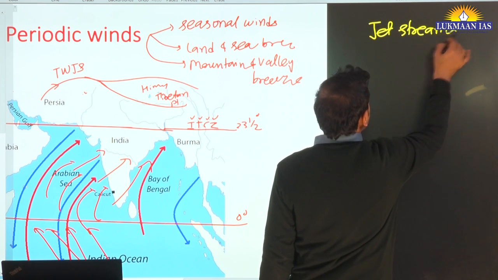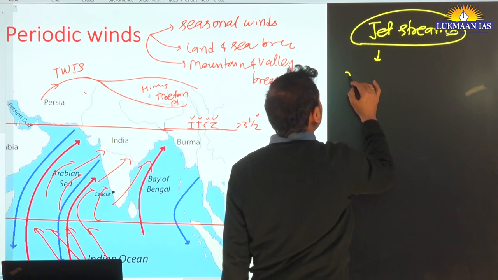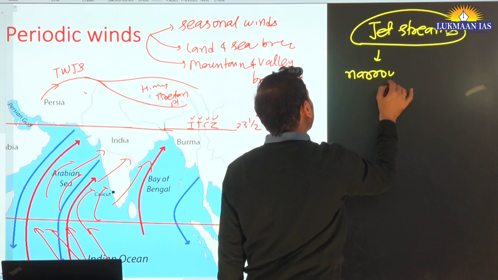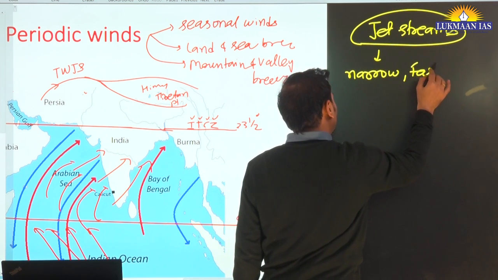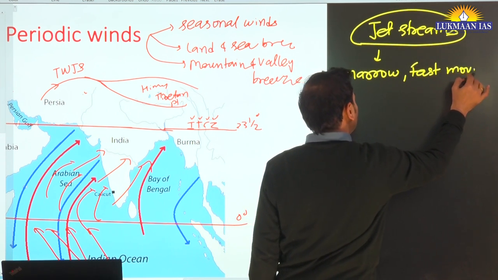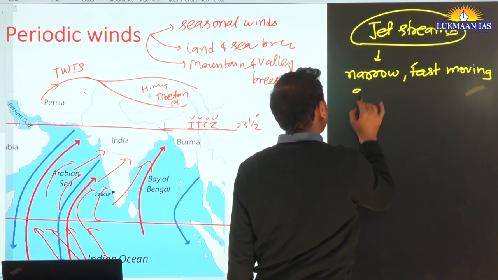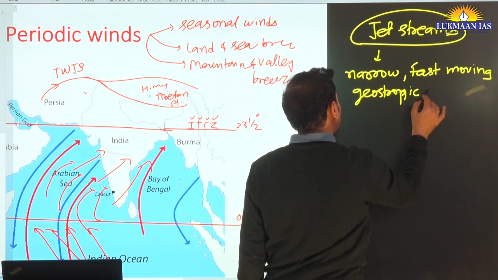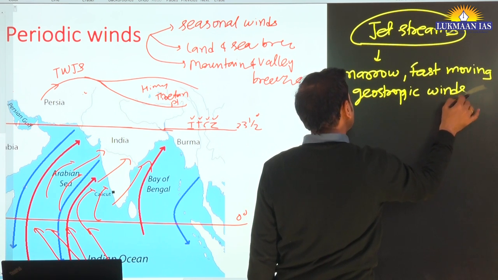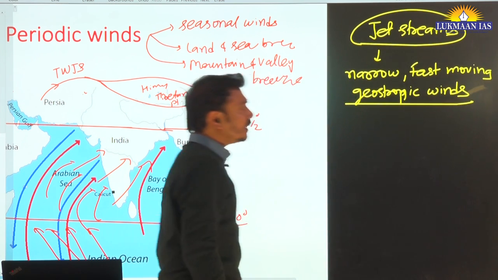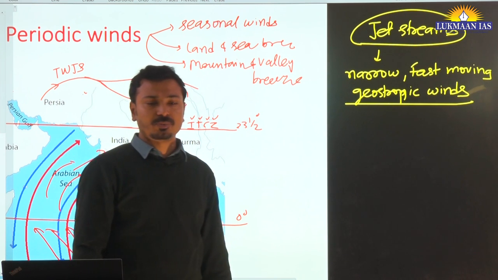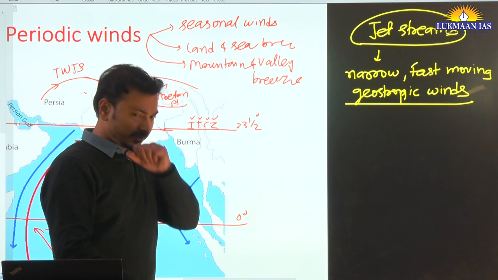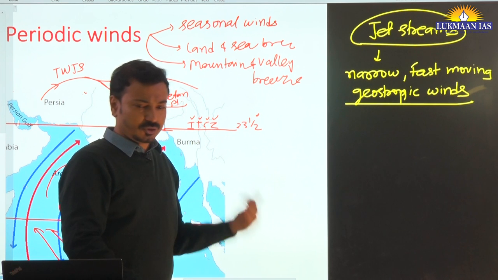Okay, jet streams are basically narrow, fast moving geostrophic winds. They are moving in the upper atmosphere. Geostrophic means what?